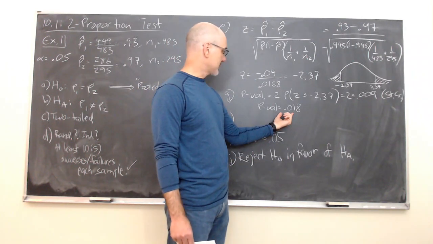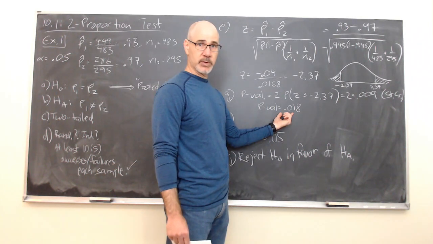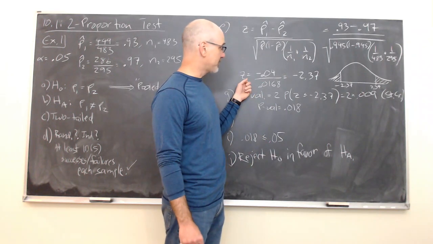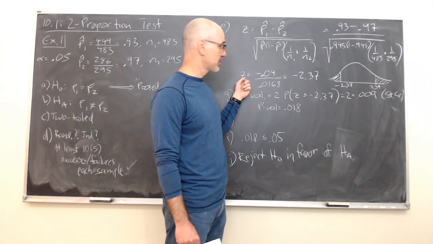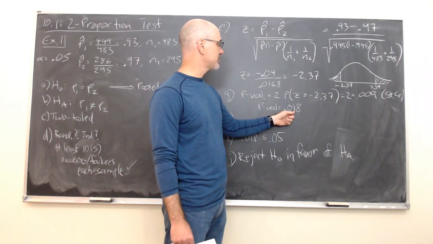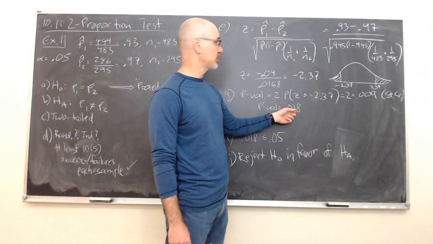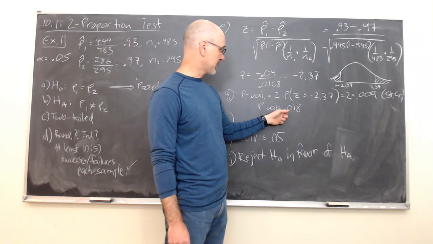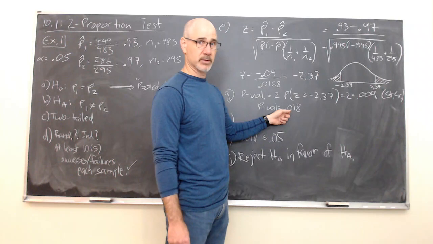What that means is, if there was really no difference in high school graduation rates between the public and private school, then we would get a sample difference like the one we saw, or something more extreme, about 1.8% of the time just due to chance. So it's a really small chance. We would consider this a pretty rare event. So even without looking at the alpha, we're in pretty good shape here to reject the null.